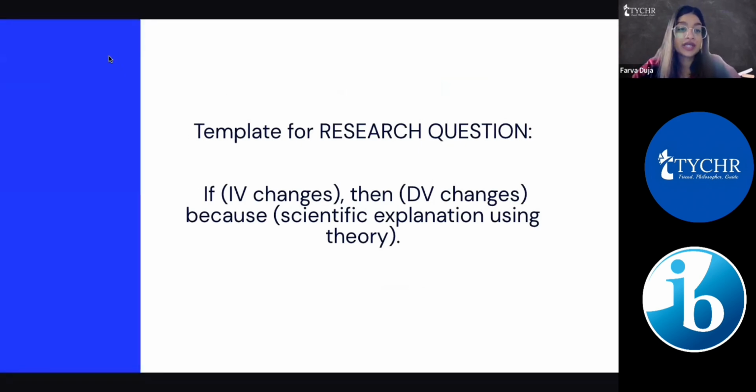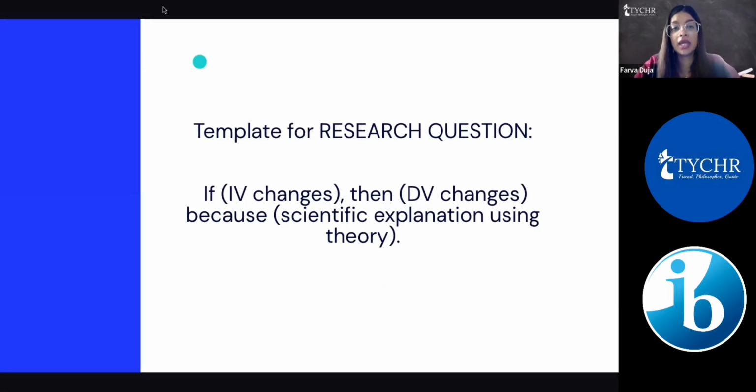So now this is your take-home message that this is what I have to offer the students. When you're writing a research question for any experiment or any lab that you have, any investigation coming up, write it in this format. If whatever is your independent variable in your question.